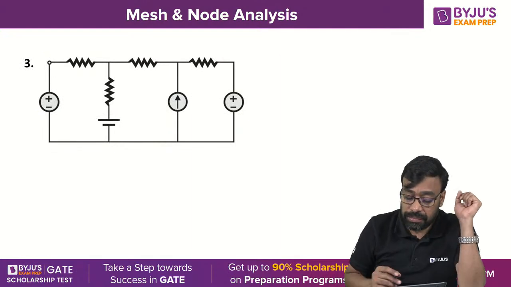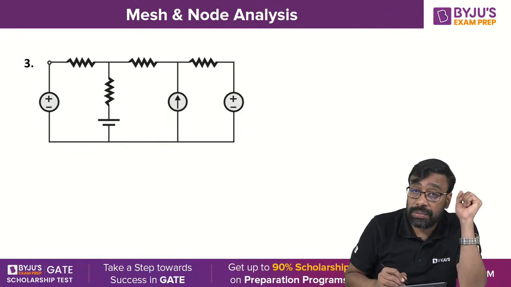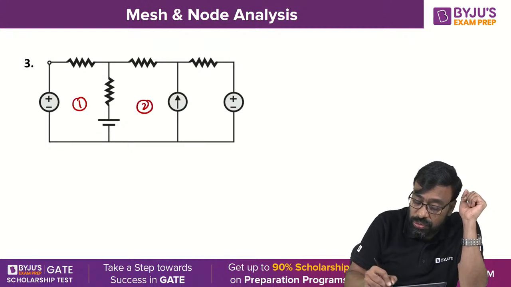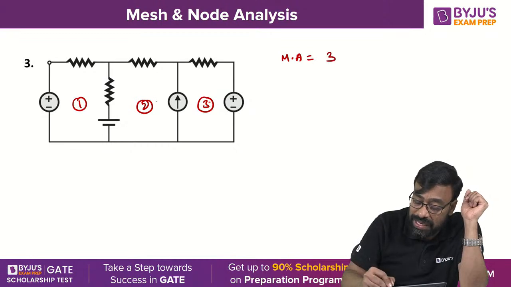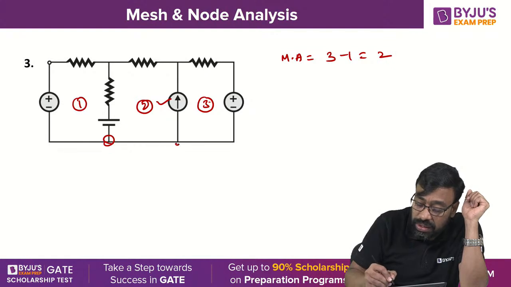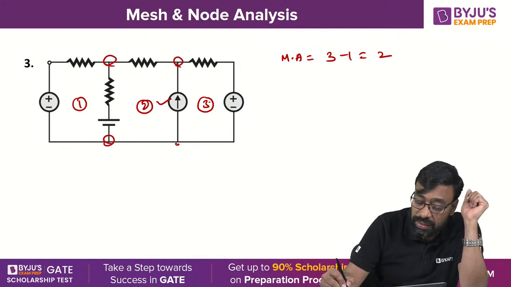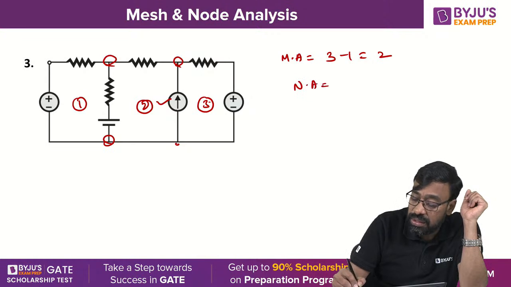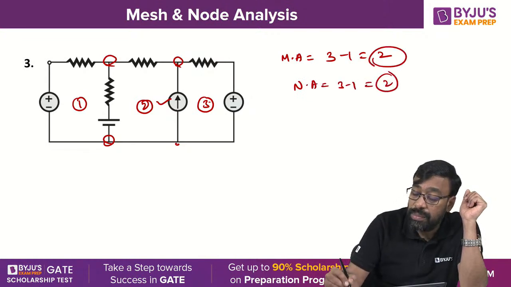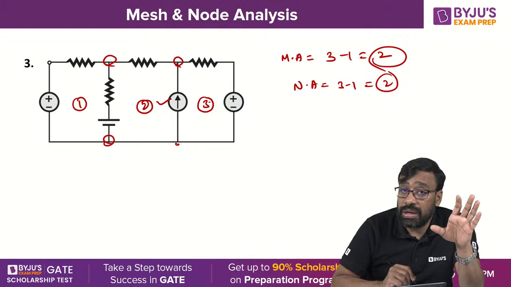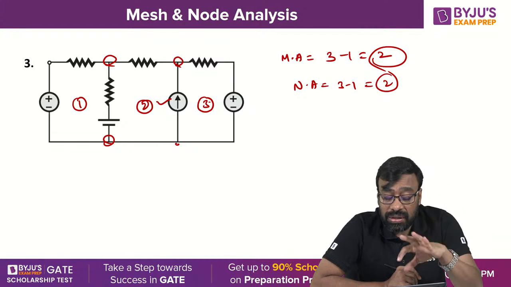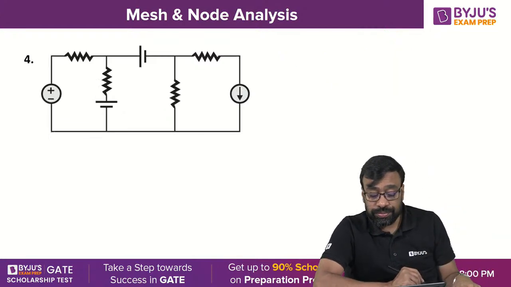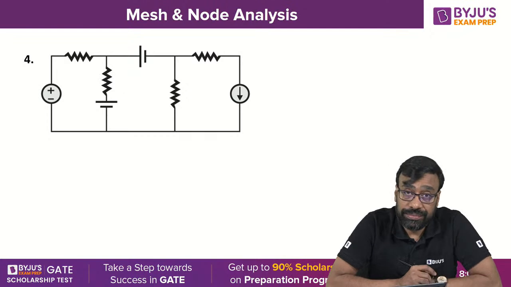Coming to this now. 1, 2, 3. Mesh analysis will give you 3 loops but 1 current source, 3 minus 1, 2 equations. Node analysis: 1, 2, 3, so 3 minus 1, 2 equations. Mesh and node both will give you an equal number of equations. Therefore, the minimum number of equations required to solve this particular network is 2. Now coming to this now.